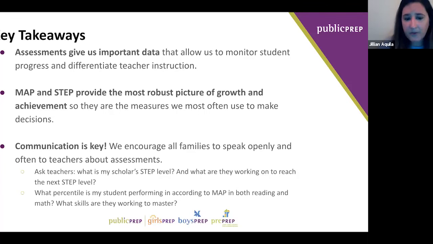As you prepare for upcoming family teacher conferences, please keep in mind this is a wonderful opportunity to dig into data together, ask questions about your child, and get strategies you can use at home to help them excel. And as you can see on the slide below, there are some questions that you can ask your teachers specifically to make sure that you're getting a good picture of where students are and where they need to be.